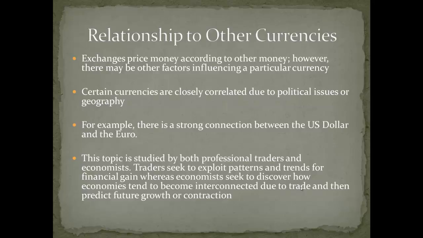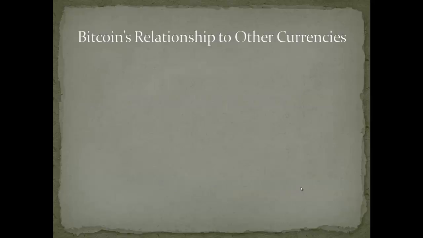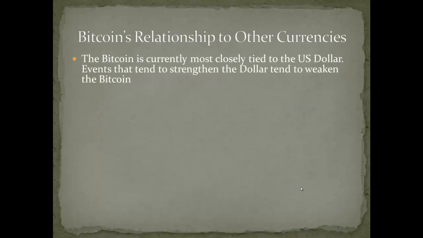But the relationship with other currencies is very closely studied. The relationship between the Bitcoin and other currencies is also closely studied. And what we see is the US dollar tends to be the most prevalent, has the strongest connection, I should say, to the Bitcoin. 75% of the Bitcoin exchange volume comes from the US dollar. Historically, by looking at the statistics, we've seen that the US dollar, when it weakens, that tends to strengthen the Bitcoin.